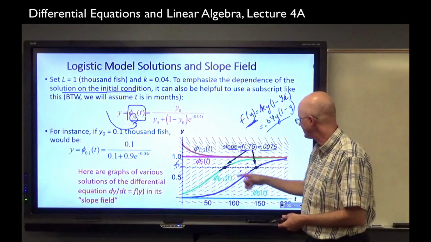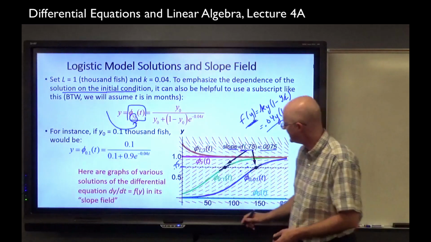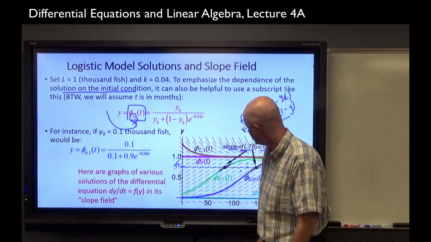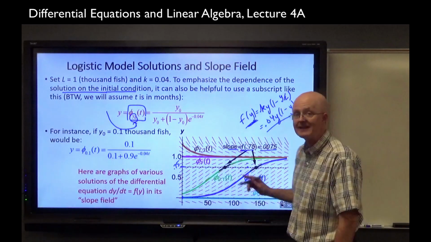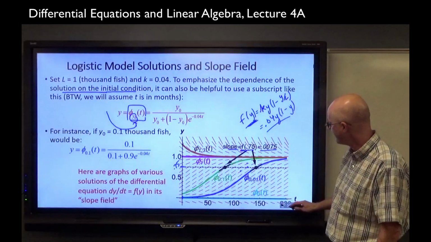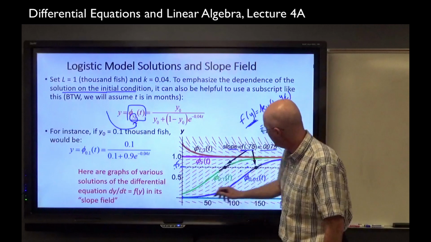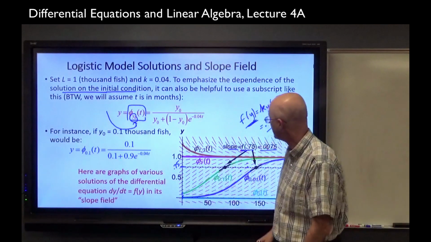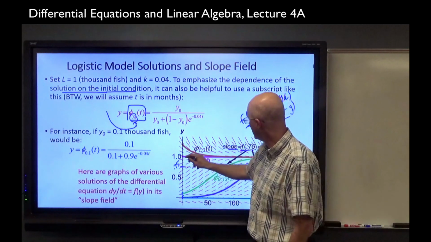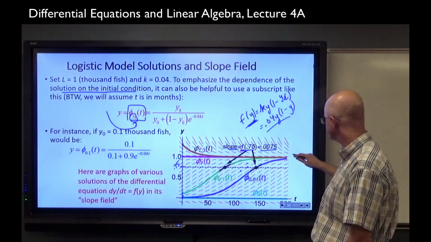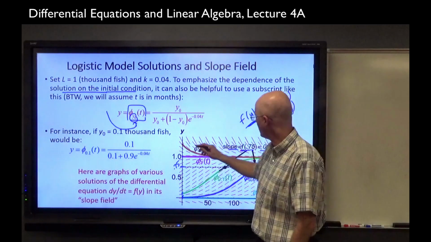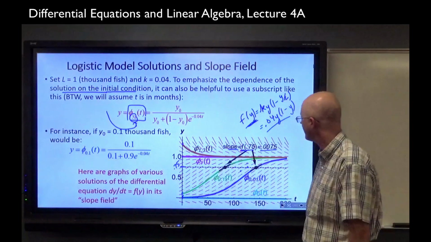Notice I've labeled these different solutions with different subscripts based on the initial conditions. Phi sub 0 of t has an initial value of 0. If the population starts at 0, it stays at 0. That's an equilibrium solution. Phi sub 0.01 of t starts at 0.01. Phi sub 0.1 starts at 0.1 at time 0. Phi sub 1 starts at 1. That's another equilibrium solution. That's a constant function that solves the differential equation. Phi sub 1.3 starts at 1.3.